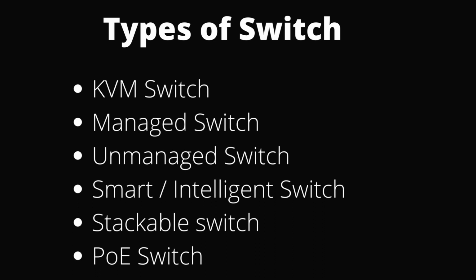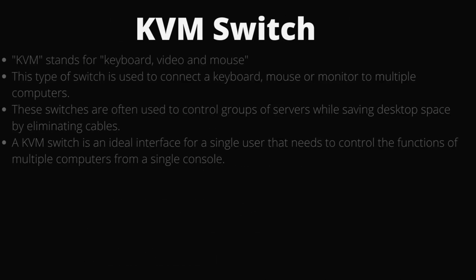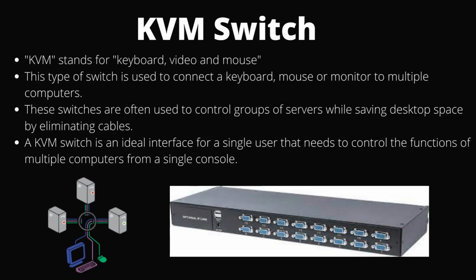There are multiple types of switch. We can see that there are KVM switch, managed switch, unmanaged switch, smart intelligent switch, stackable switch, and PoE switch, right? We'll talk about each switch individually. First, let's start with the KVM switch. KVM stands for keyboard, video, and mouse. This type of switch is used to connect a keyboard, mouse, and monitor to multiple computers.